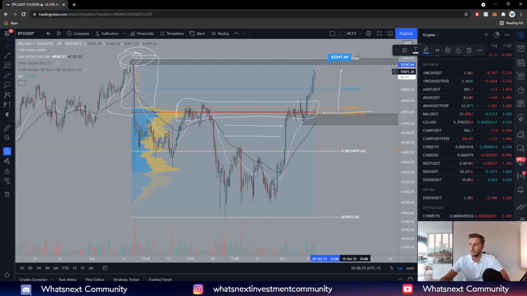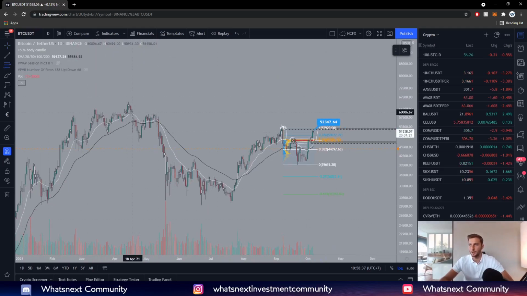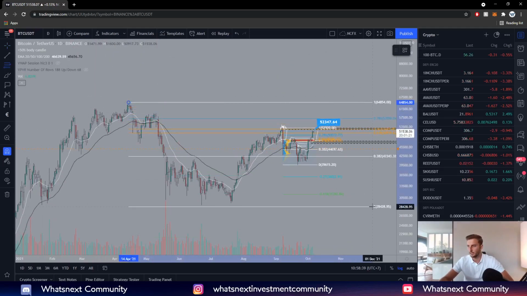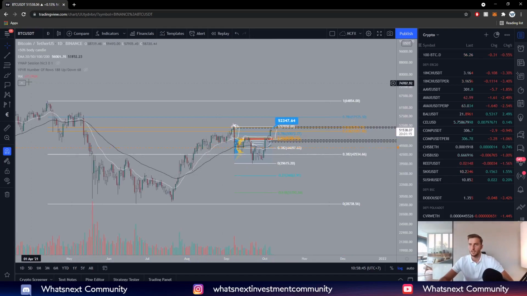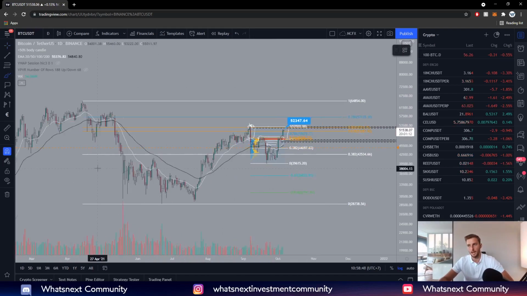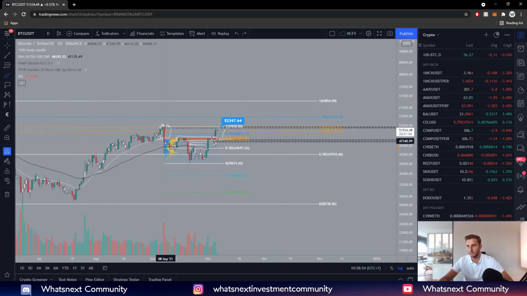So we have 52,347, which is the bottom of this supply zone. It's also, if we look at this bigger trend, at the 0.618 at the top, right where we rejected at first. So we can do something that's similar to a sort of a cup and handle formation, right? We have the cup and handle right here, and we can basically do exactly the same right here.